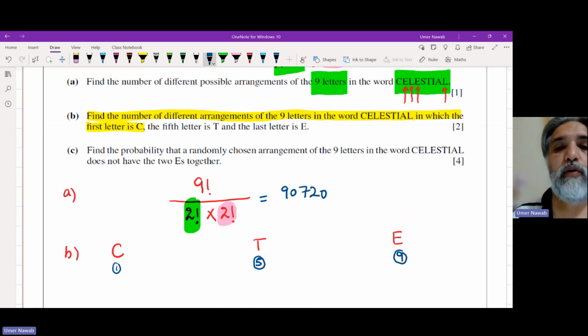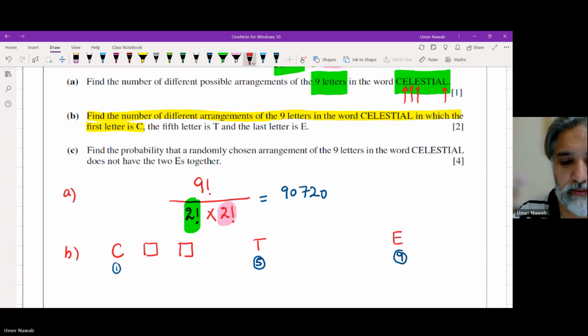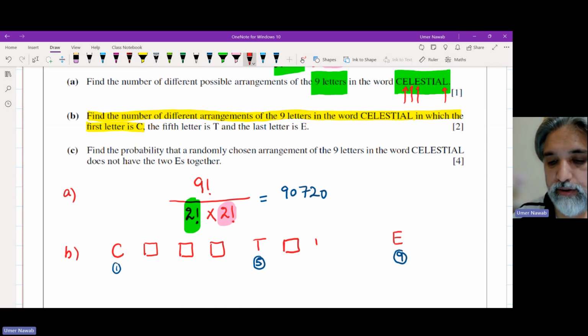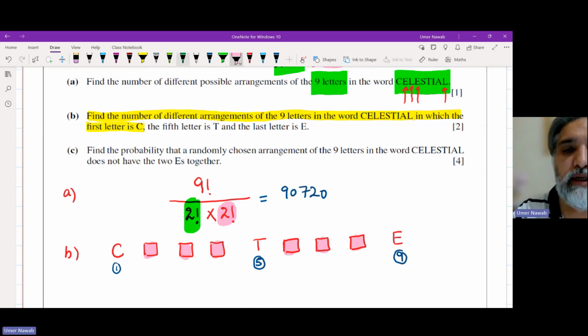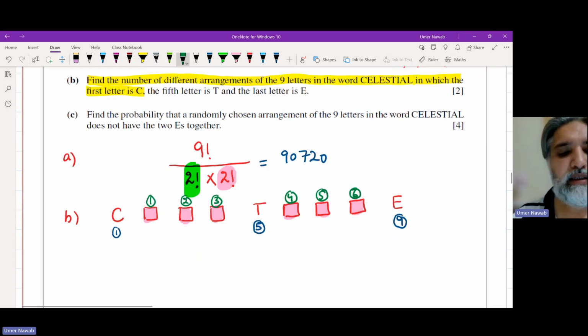So shuffling will be done only for 3 letters in between C and T and 3 letters between T and E. So shuffling will happen only here. Can you count how many these letters are? 1, 2, 3, 4, 5, and 6. In how many ways these 6 letters can be arranged? Clearly 6 factorial.